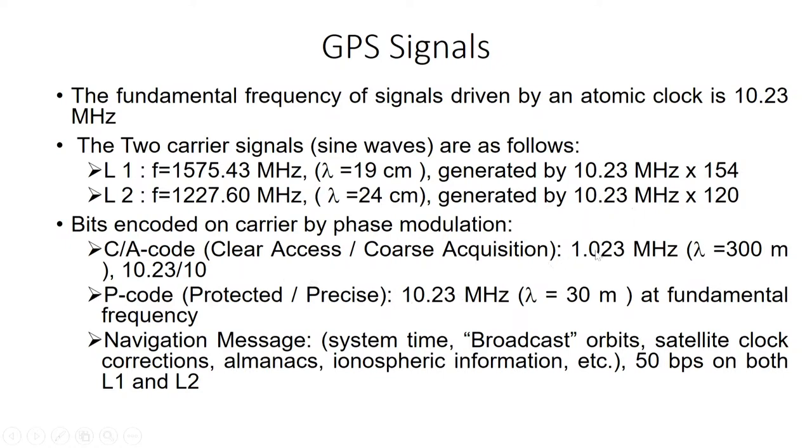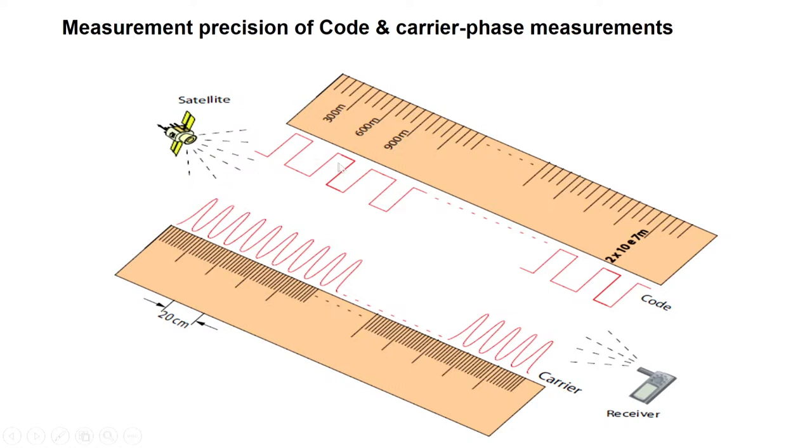So you can see this is the carrier for the coarse acquisition signal and the P code. P code is basically the protected or precise code, and this can be in the form of a carrier wave also. So it is carried at this frequency, and it comes to the surface and is then detected by the ground antenna, our users. The navigation message carries the system time, broadcast orbit, system clock correction, almanac, and ionospheric information for both L1 and L2.